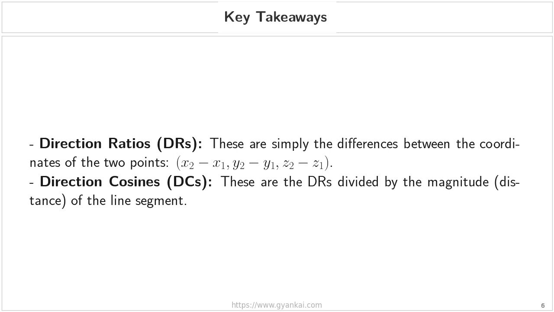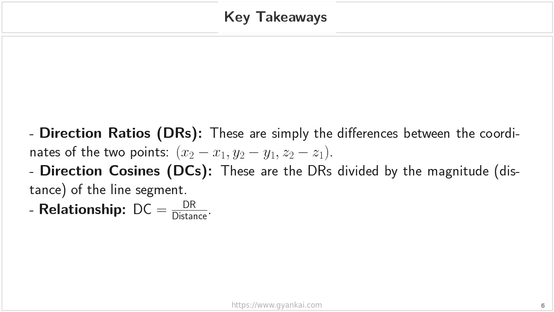Next, we have the direction cosines, or DCs. Think of these as the normalized version of the ratios. To get these, you take those direction ratios we just discussed and divide each one by the magnitude, which is the total distance of the line segment between the 2 points.